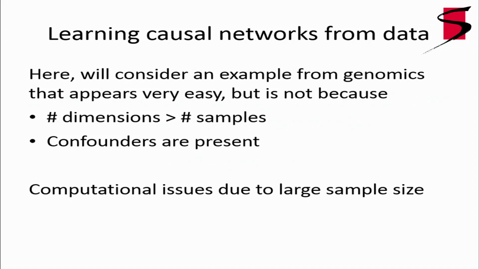So again, we're going to consider a problem from genomics. The causality issues are fairly easy. The statistical problems will come from having lots and lots of dimensions. And I'll go into that in a lot of detail. And also, there's a lot of confounders that are present. On the computational side, the issue is going to come from sample size. So let's look at this problem and then get into the details.